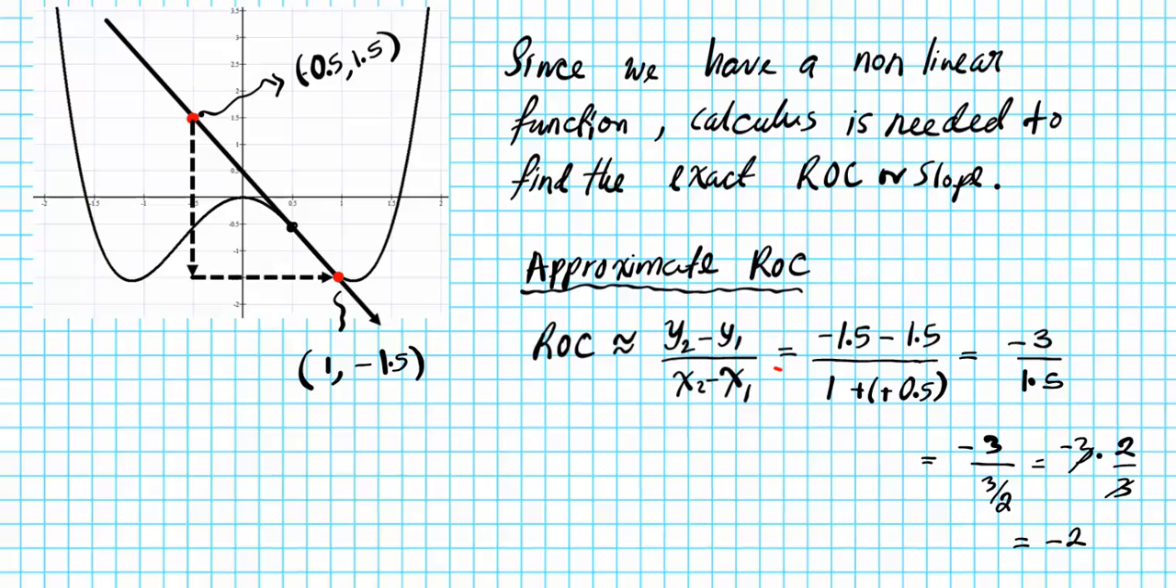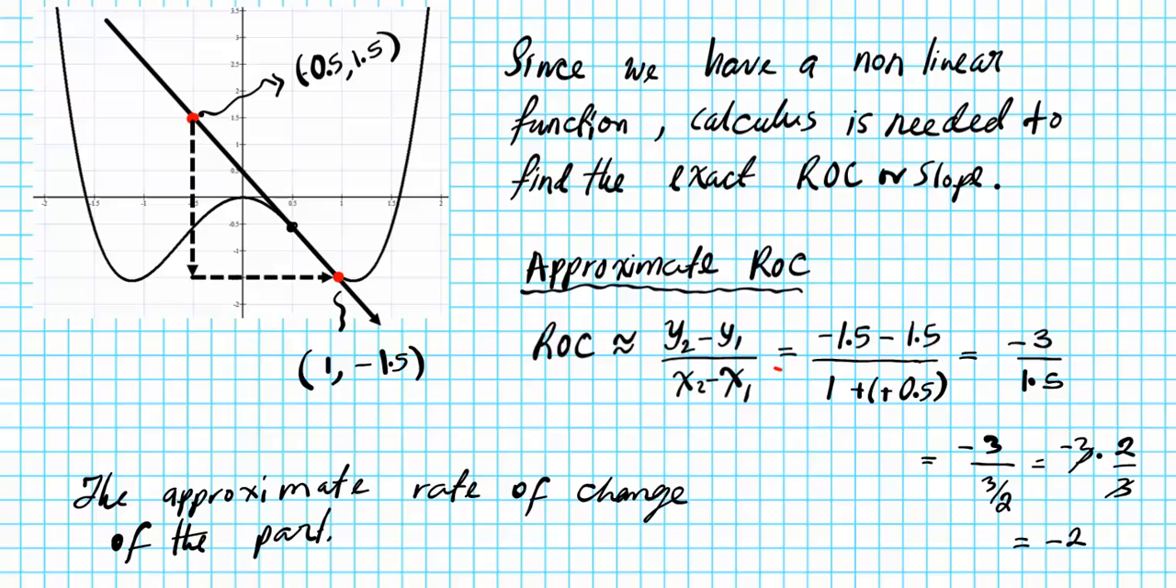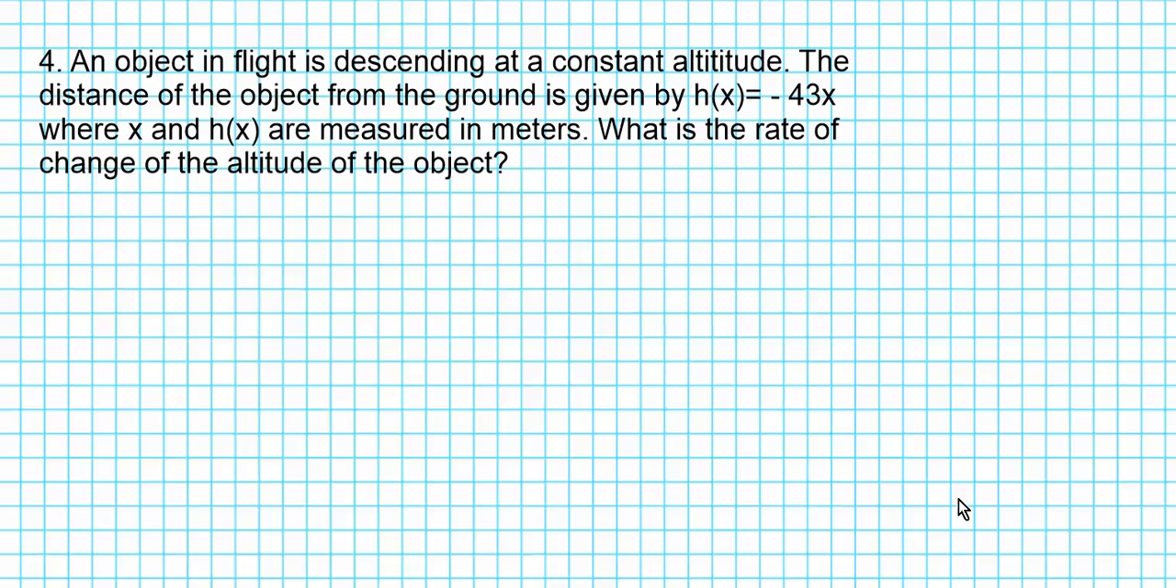All right, so what does this answer mean? The approximate rate of change of the particle's position is negative 2. All right, let's take a look at question number 4.